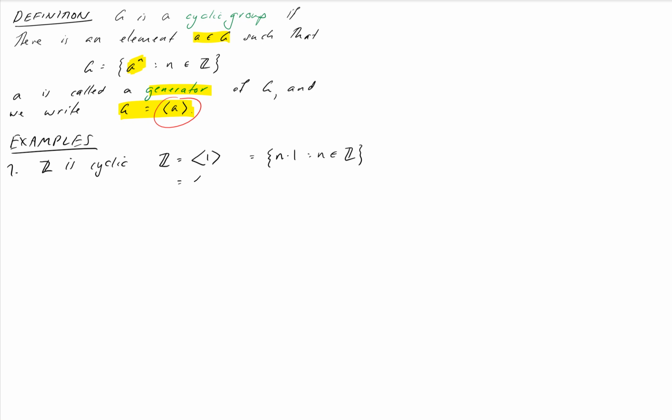So Z is equal to the cyclic group generated by 1. And it's also equal to the cyclic group generated by negative 1, because it works the same way. So Z has two generators, 1 and negative 1, and no others. You can check that for yourselves. But Z is therefore cyclic. Likewise, if I look at Zn, also cyclic, because I can take 1 to be a generator.